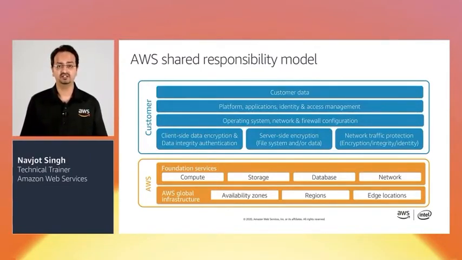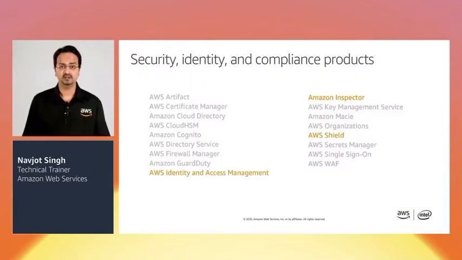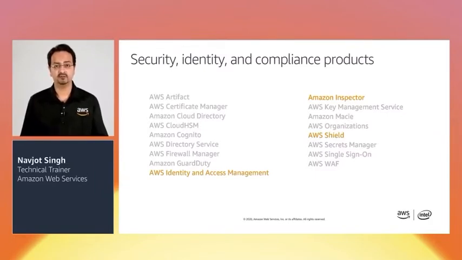Anything a customer can see, touch, or change is the customer's area of responsibility, security in the cloud. For example, customers have full access to their EC2 instance operating system. So the customer is responsible for patching vulnerabilities within the operating system. AWS has a full suite of security services that customers can leverage in their environments. The three security services we will focus on today are AWS IAM, Identity and Access Management, Amazon Inspector, and AWS Shield.